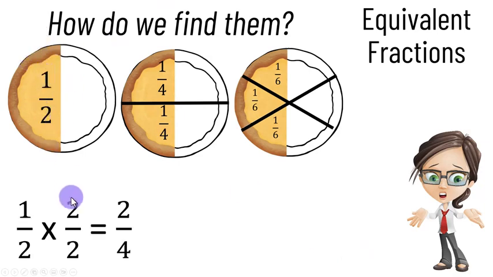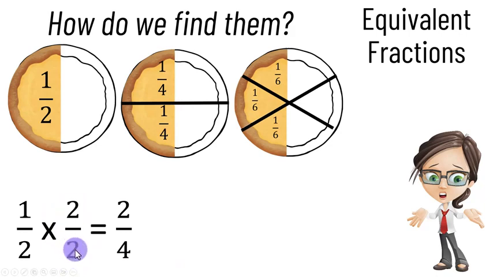That's how we find equivalent fractions mathematically. 1/2 times 2/2, which remember equals 1, is equal to 2/4, because 1 times 2 is 2, and 2 times 2 is 4. We multiply straight across the numerator and the denominator. 1/2 equals 2/4.